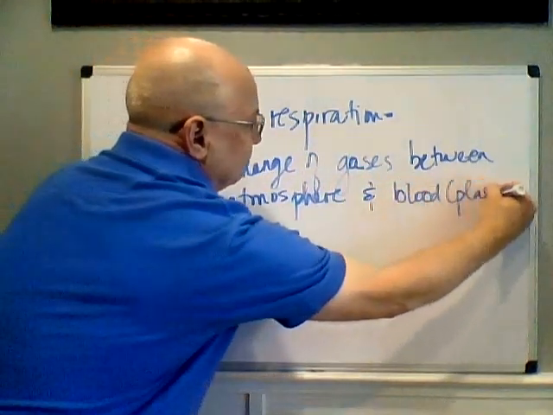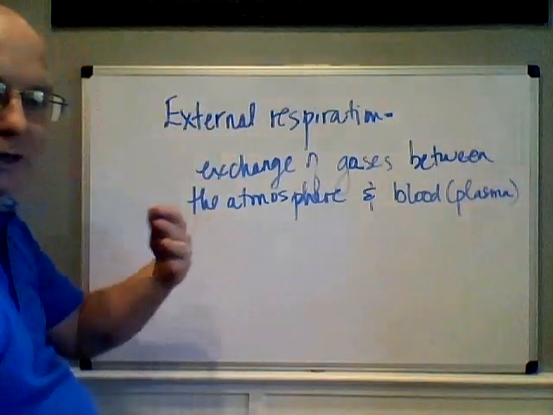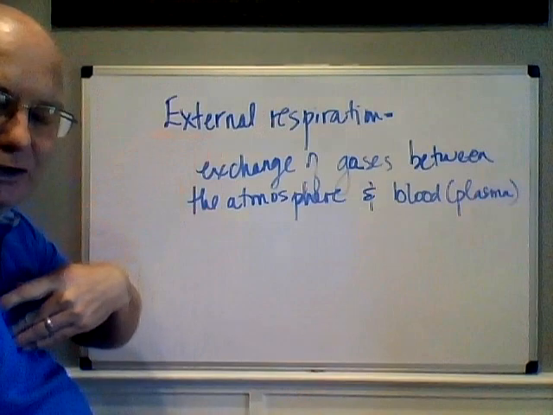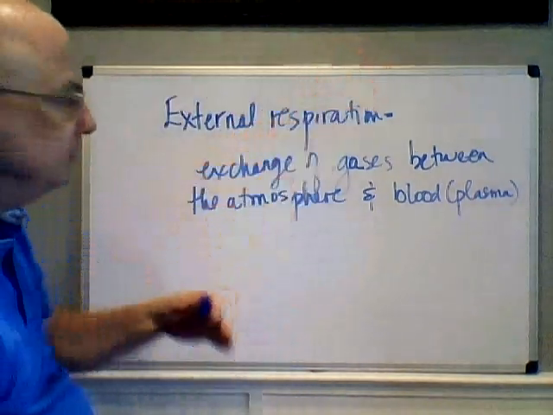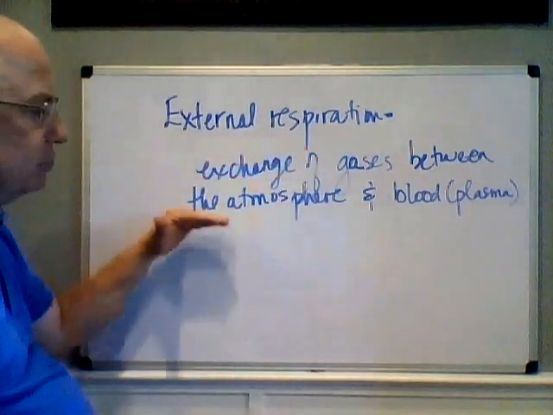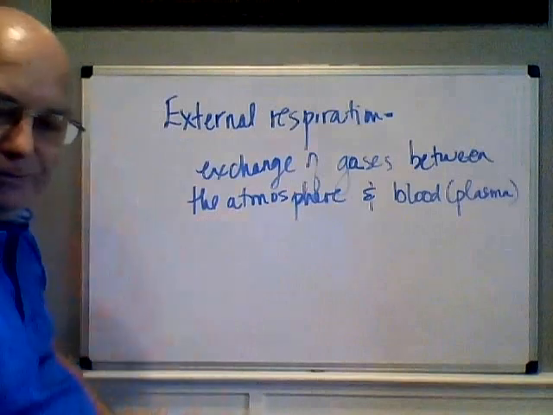We usually think of this as plasma, but it depends on which gas. So as we exchange oxygen from the atmosphere into our bloodstream, and from our bloodstream we get carbon dioxide out into the atmosphere, that's called external respiration. The exchange of gases between the atmosphere and our blood. It's happening at the external layer.